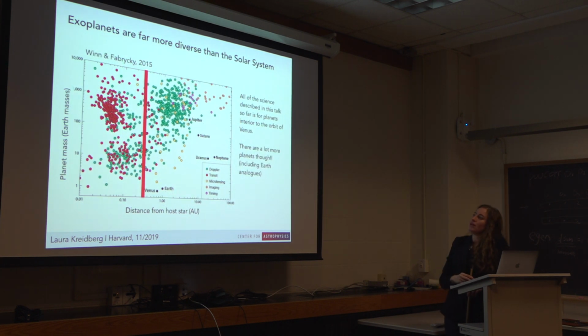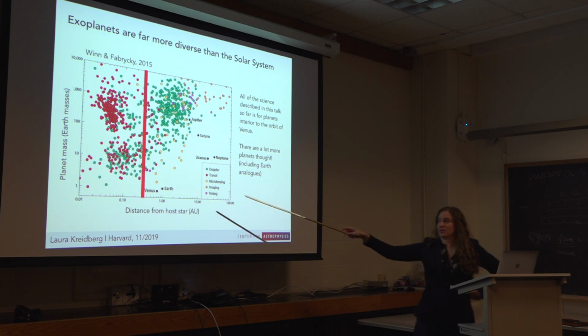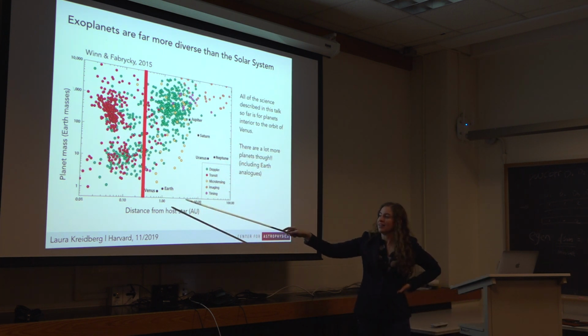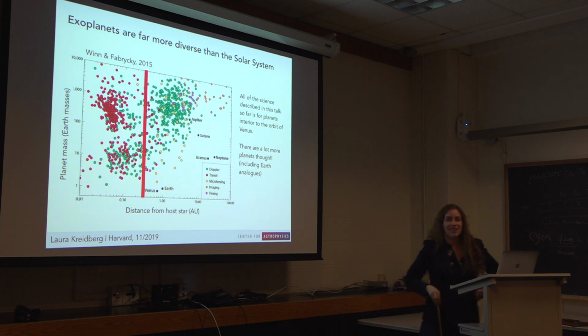Okay, so everything that I have talked about so far has been planets on fairly short period orbits. So I've drawn this red line here. This is about 0.2, 0.3 astronomical units. Those are the transiting planets that we will be best able to characterize in the next 10 years.